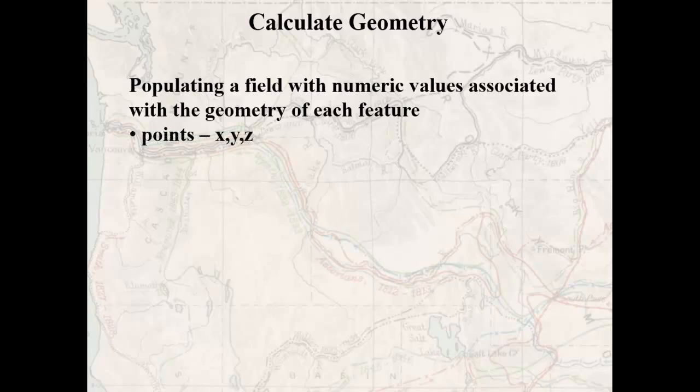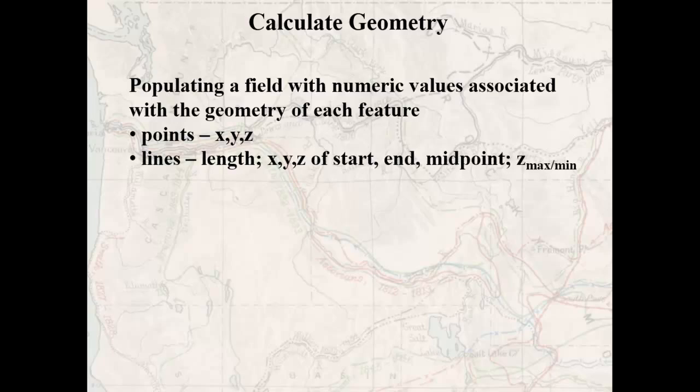So for points, you can have it calculate the geometry of the x, the y, or the z if there is a z coordinate. With lines, you can have it calculate the length of the line, or the coordinates, the x, y, z, of either the start, the end, or the midpoint. And if it does have elevation associated with it, you can have it calculate the maximum and minimum elevation of that line.